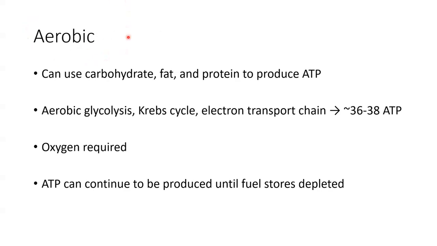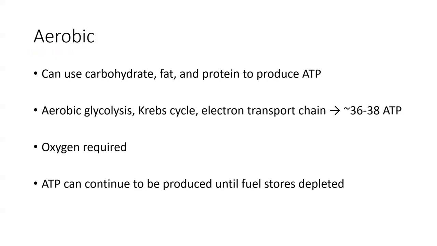The last energy system that our body uses to produce ATP for muscle contraction is the aerobic system. The aerobic system is used to produce ATP at rest and during low to moderate intensity exercise. So about 95% of all of the ATP we produce for muscle contraction actually comes from this energy system.